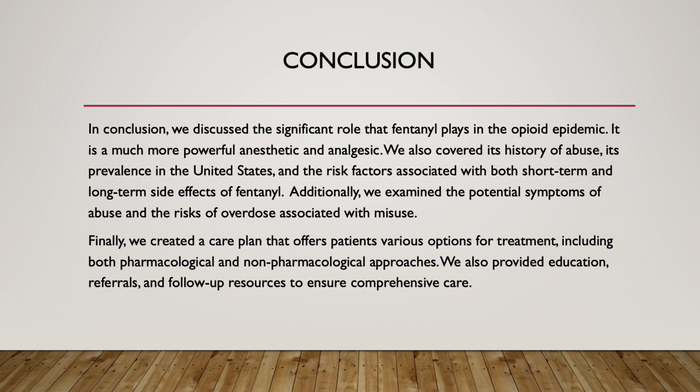In conclusion, we discussed the significant role that fentanyl plays in the opiate epidemic. It is a much more powerful anesthetic and analgesic. We also covered its history of abuse, its prevalence in the United States, and the risk factors associated with it, as well as short-term and long-term side effects of fentanyl. Additionally, we examined the potential symptoms of abuse and the risk of overdose associated with misuse. Finally, we created a care plan that offers patients various options for treatment, including both pharmacological and non-pharmacological approaches. We also provided education, referrals, and follow-up resources to ensure comprehensive care.